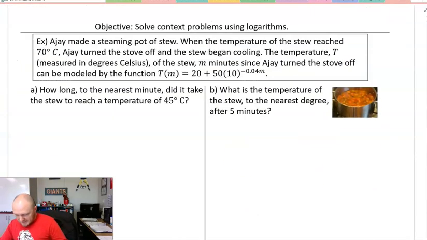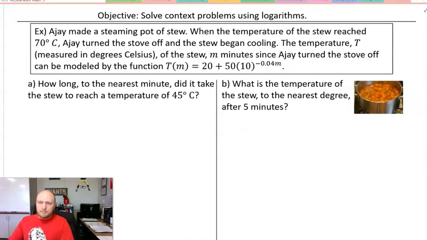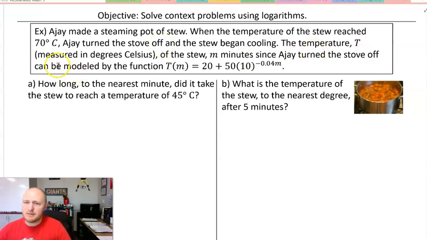All right. Example number 2. Here, AJ made a steaming pot of stew. When the temperature of the stew reached 70 degrees Celsius, AJ turned the stove off, and the stew began to cool. The temperature T, measured in degrees Celsius, of the stew m minutes since AJ turned the stove off can be modeled by the function T of m equals 20 plus 50 times 10 to the power of negative 0.04 m.